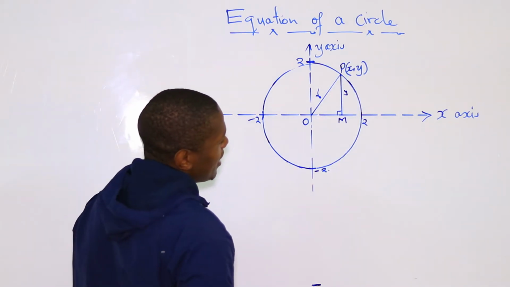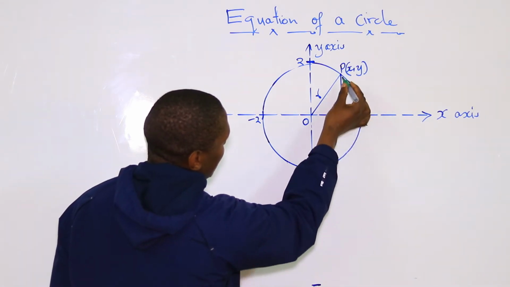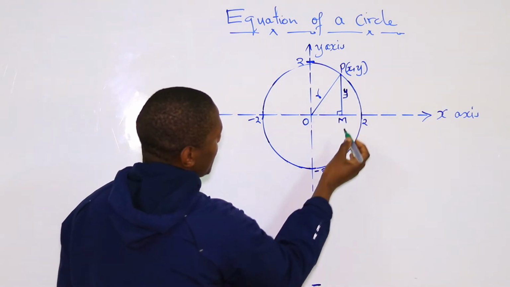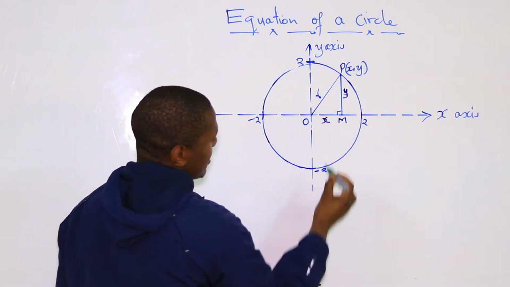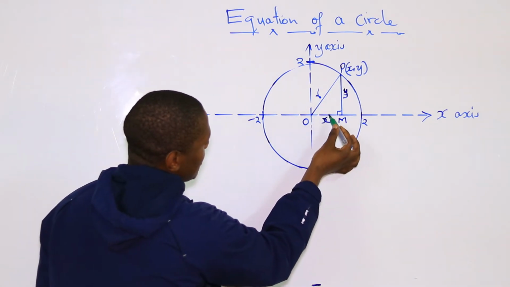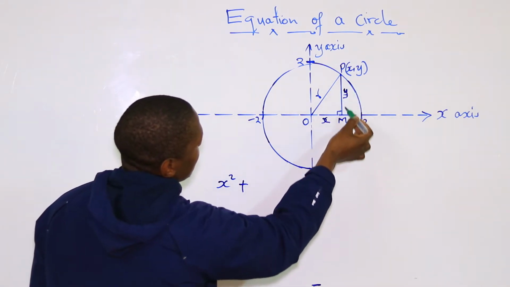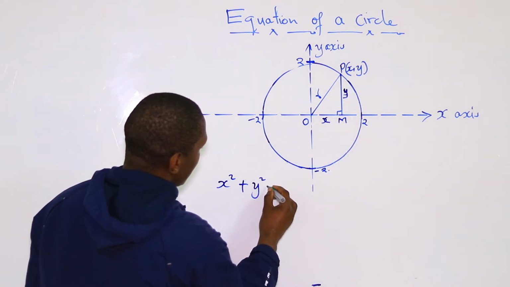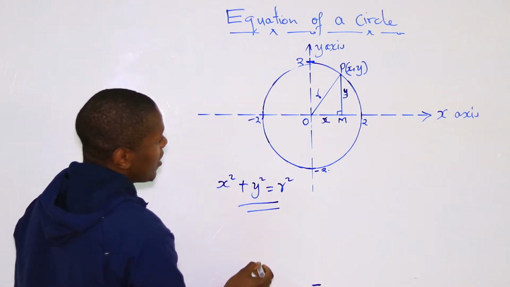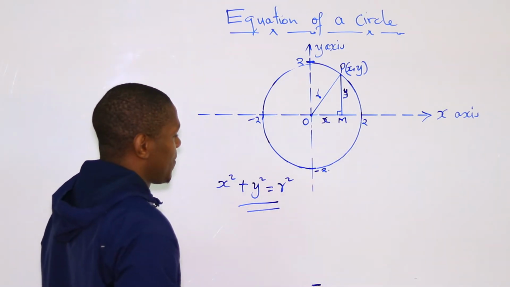Now this circle also passes through a point P, which is (x, y). If you drop a perpendicular to the line OX, or to the x-axis, you'll have a line here which is y, to make a right angled triangle. So this will be y and OM will be x. To find the value of r here, use Pythagoras theorem. That will be this dimension here, which is x squared, added to the height here, which is y squared, is equal to radius squared. This is the equation of a circle whose center is at the origin O.